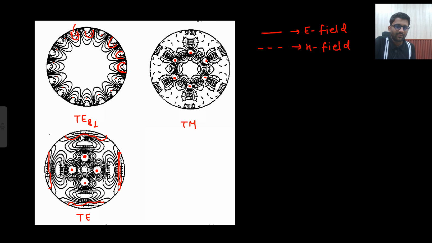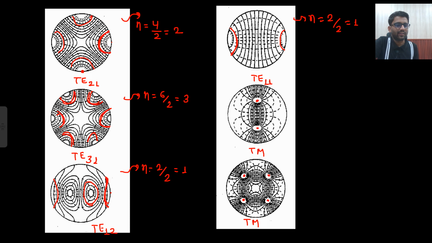So how many half cycles can you see? 1, 2, 3, 4. So the value of n is 2. How many kinds of circle can you see? One kind of circle, 2 kinds of circle and 3 kinds of circle. TE23. That's it. Is that clear to you? Will you be able to tell? Right? No issue. So this is all about our TE.